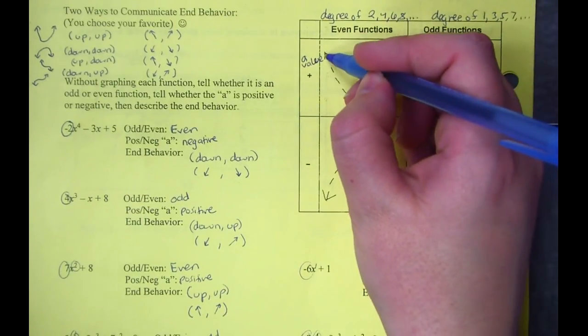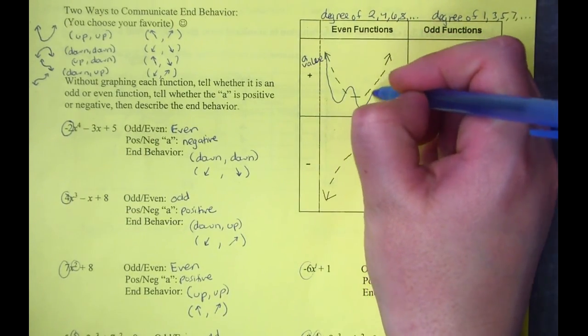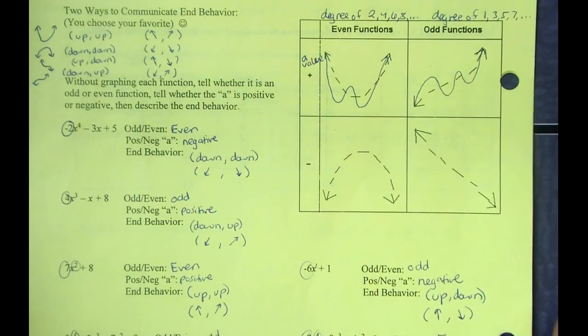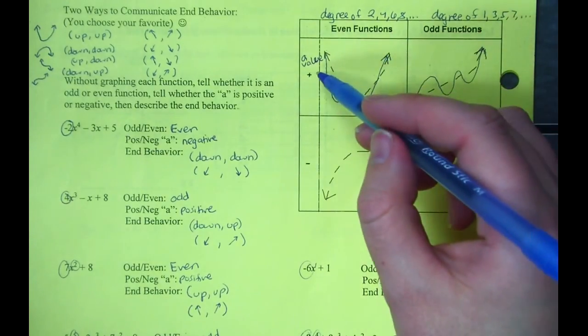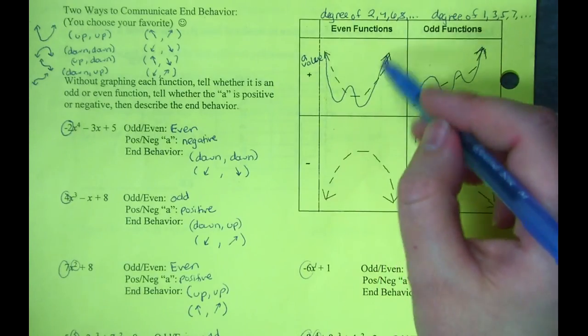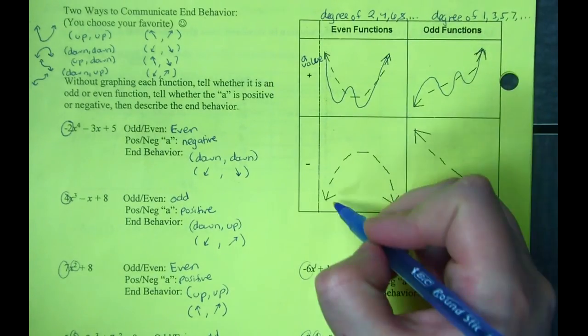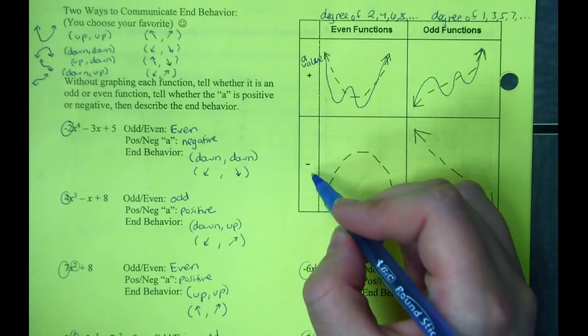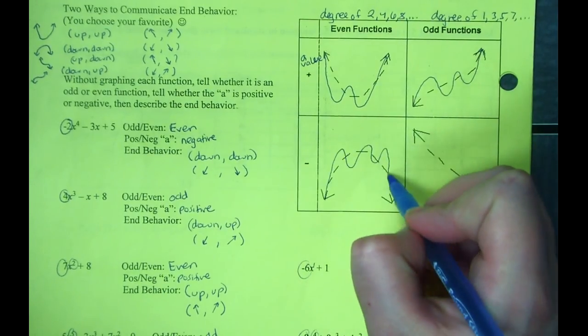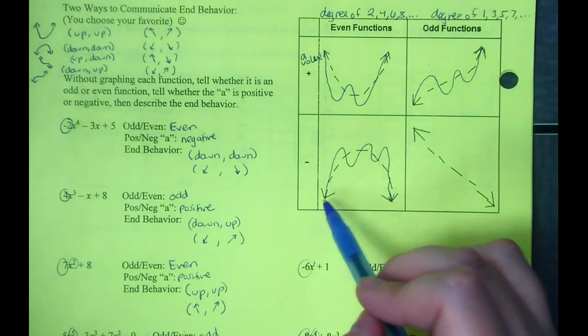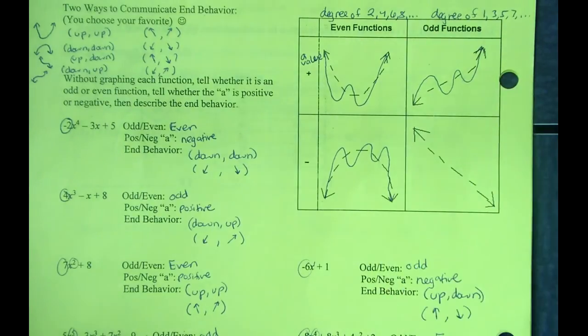Okay, these could do things like this. But no matter what it's doing here, if it's an even function that has a positive A value, it's going up on both ends. And here, if it's a negative A value, but an even function, it could do all kinds of things up here, but it's going down at both ends. And that's how you can tell without graphing how the A value and the degree of the function affect what the graph looks like.